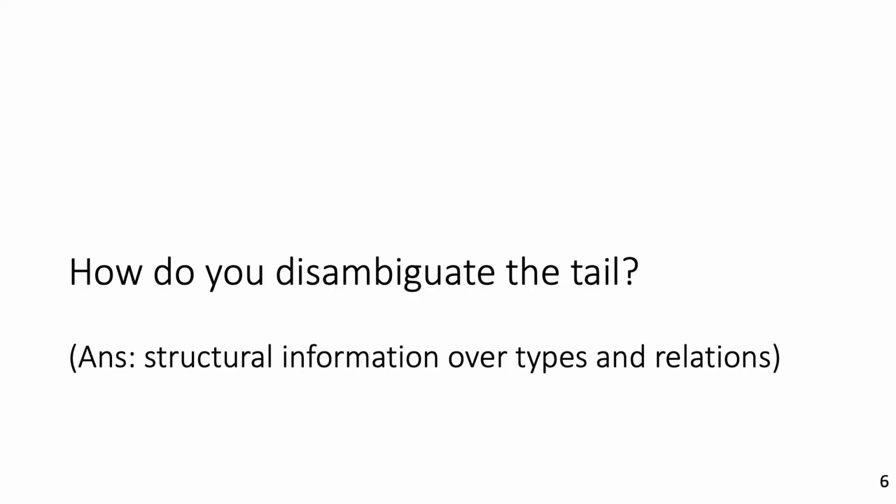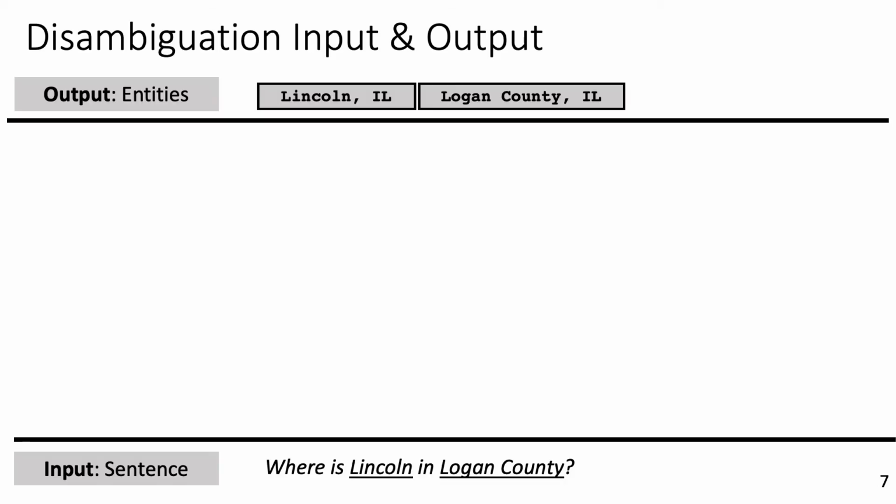And first, I'm going to address the fundamental question of how do you actually disambiguate over the tail? And the answer, as I hinted at earlier, is to actually use structural information over types and relations. So before going into the details, I'm going to give a high-level overview of how NED systems work. So the input is a sentence, and the output is the entities that participate in the sentence.